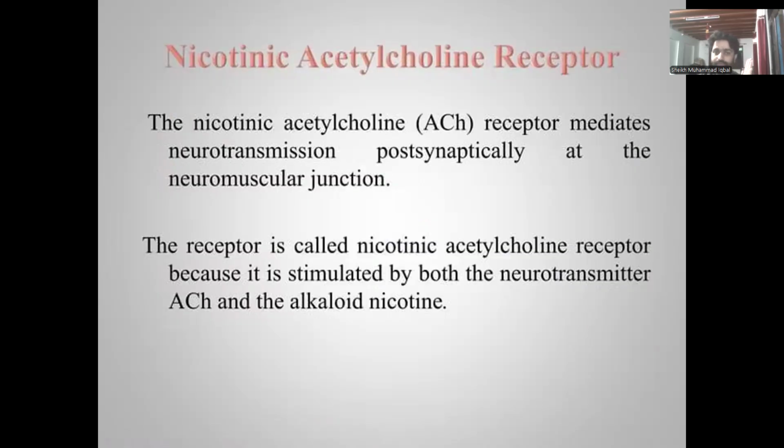Now, when we talk about acetylcholine, we talk about different receptors, and here the main receptors important for me are the nicotinic acetylcholine receptors. They mediate the neurotransmission postsynaptically, that is, after the synapse at the neuromuscular junction. The primary receptor is the nicotinic acetylcholine receptor. It is called nicotinic because it is stimulated by the neurotransmitter acetylcholine, and also by the alkaloid nicotine.